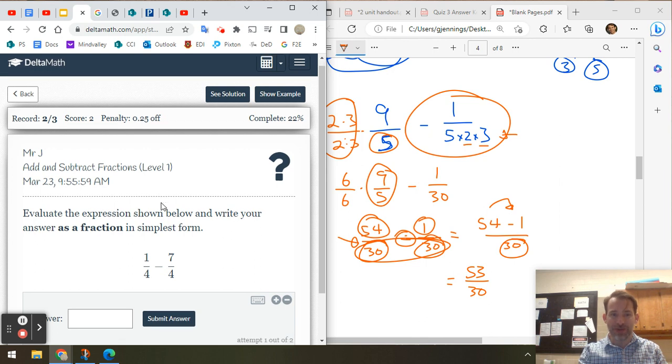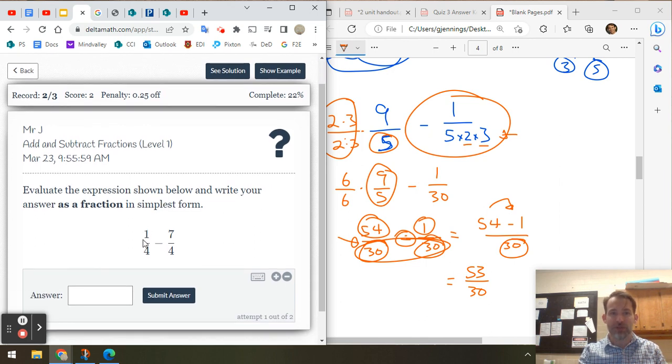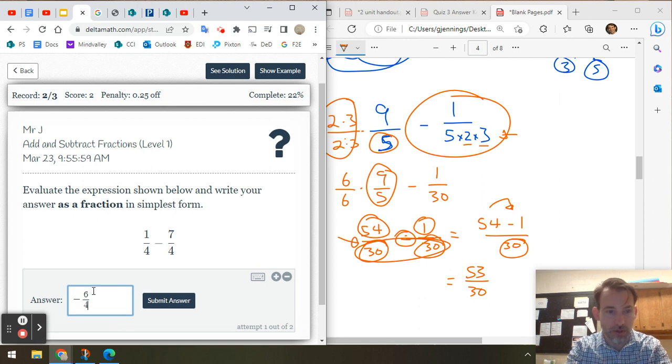All right, 1/4 minus 7/4. Hooray, we get an easy one here. So here, if I have 1 of something and you take away 7 of that thing, then I must now have -6 of that thing. The thing that it is doesn't change. So this is negative 6 over 4.